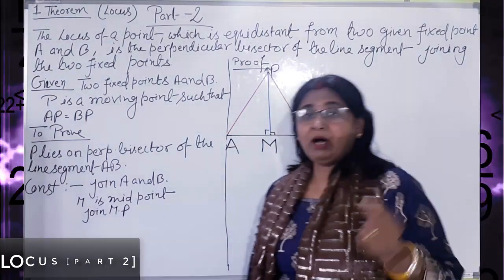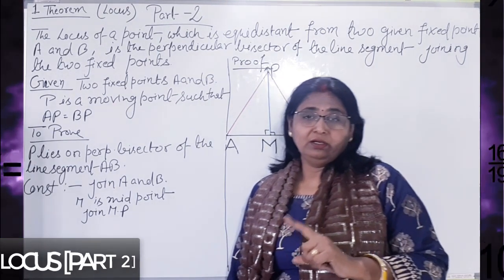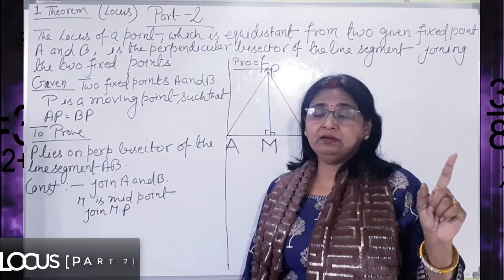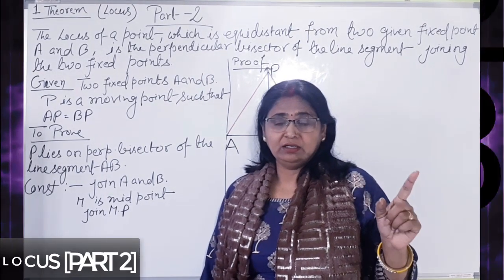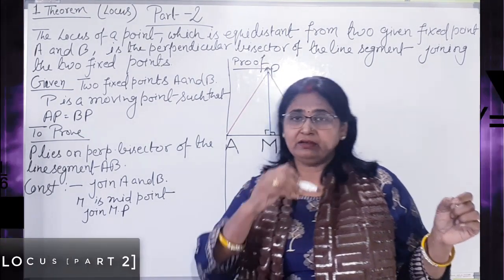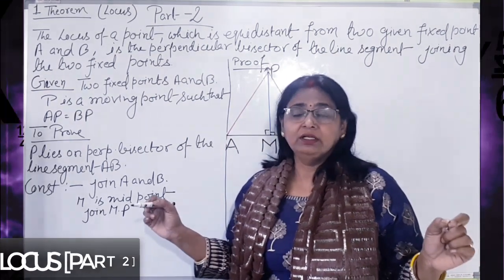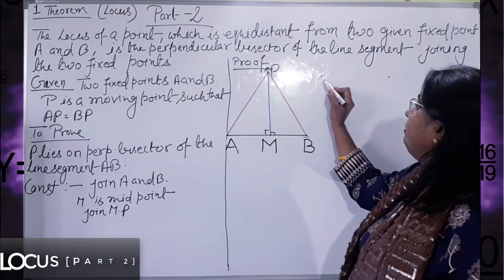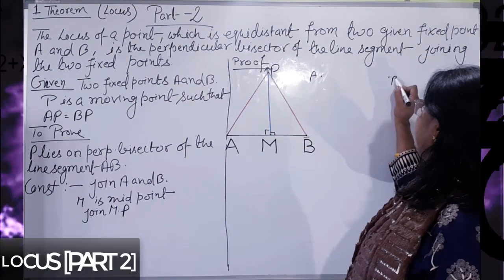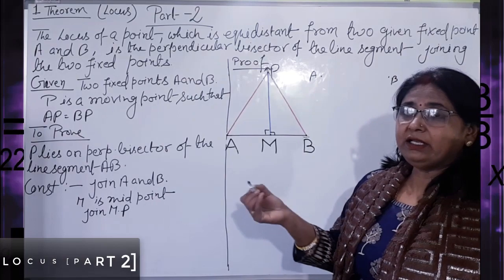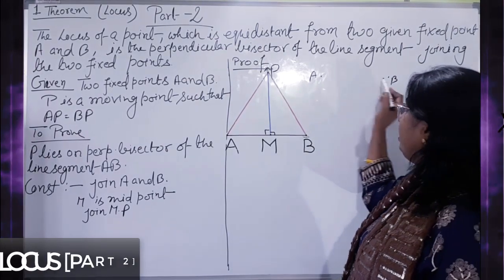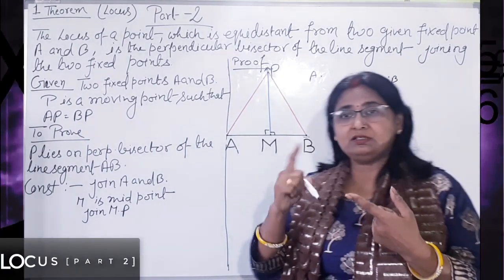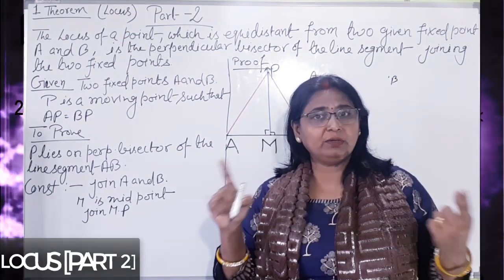Locus is the path of a moving point under a certain geometrical condition. Without a geometrical condition, at random anywhere, we cannot draw the locus. Just like a small example again: two fixed points A, B are given. Now the shortest distance of AB, this shortest distance of AB, is the condition of geometry.